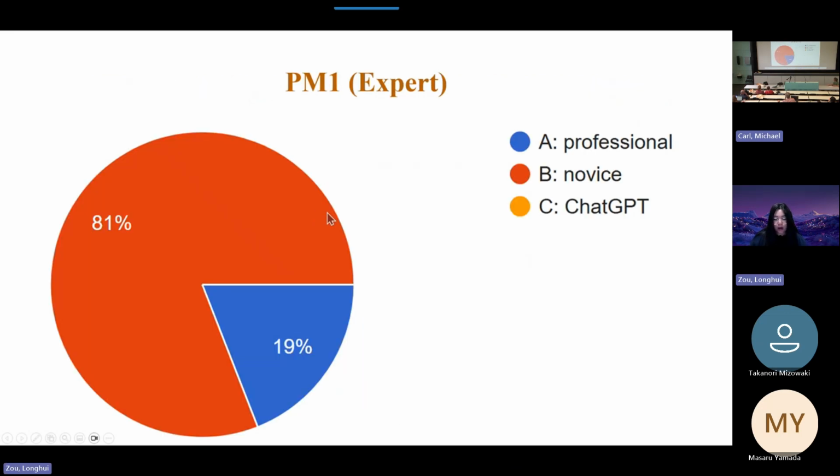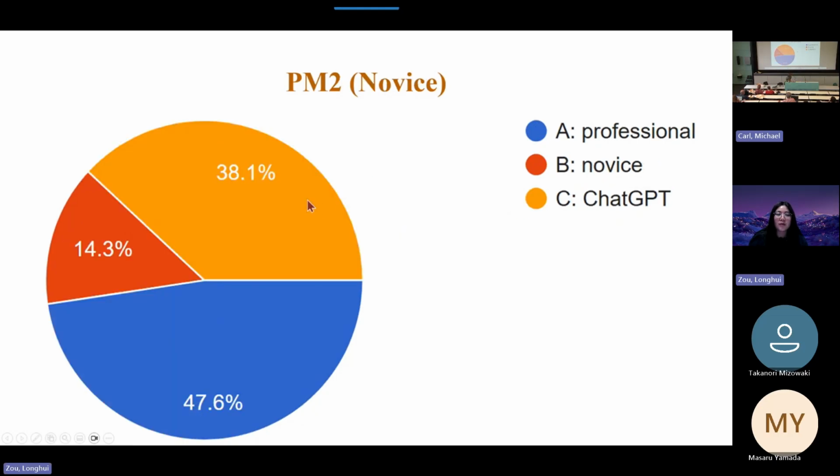And when we look at how student evaluators identified each PM, 81% of the students identified PM1 as novice, and only 19% thought PM1 was professional. But here we should also note that no one thought PM1 was GPT. That's also what is the case in this table from here. Oh, that's interesting. And then the second, PM2, got mixed result.